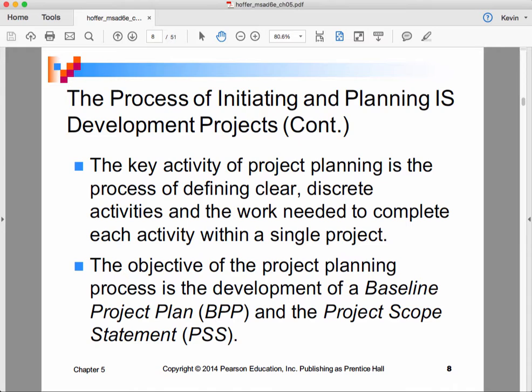So the key activity of project planning is the process of defining clear, discrete activities and the work needed to complete each activity within a single project. The objective of the project planning process is the development of a baseline project plan and a project scope statement. Okay? So those are, again, the traditional approach.